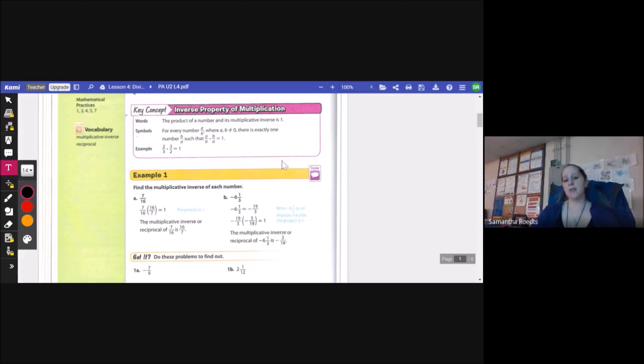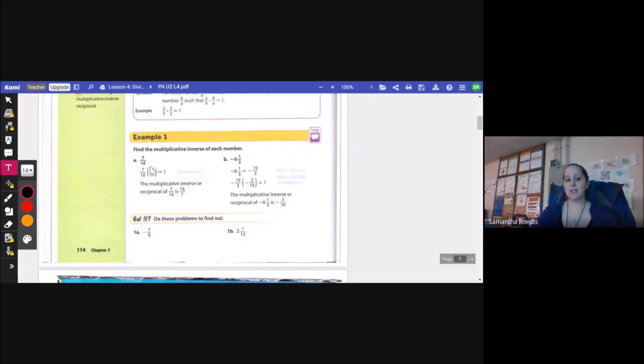Find the multiplicative inverse of each number. So I have 7/16, so I flip it. I have its multiplicative inverse or reciprocal, and it becomes 16 over 7 equals 1. So the multiplicative inverse or reciprocal of 7/16 is 16/7.